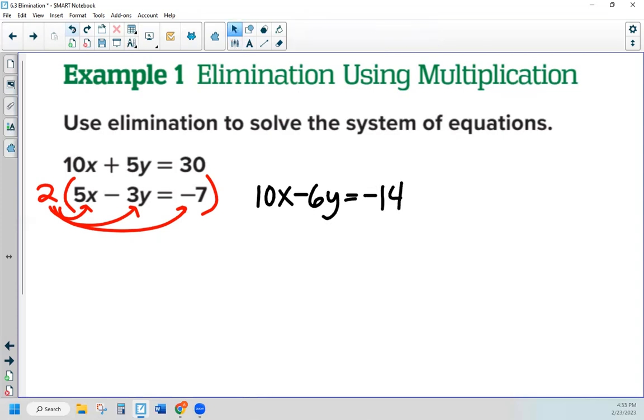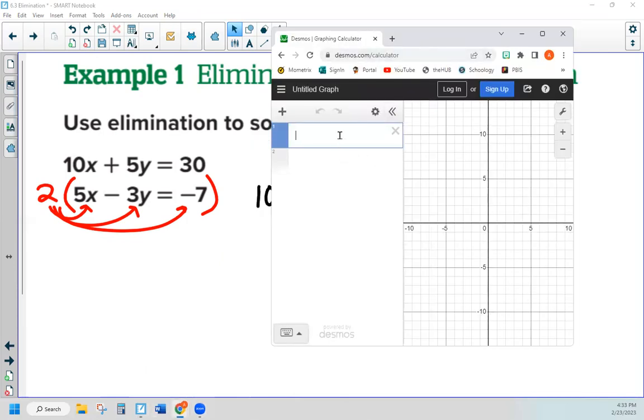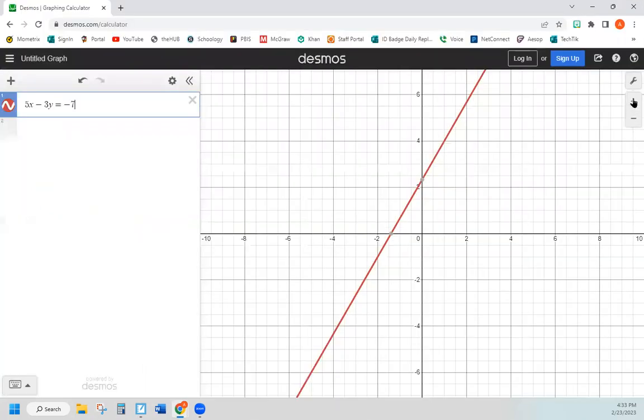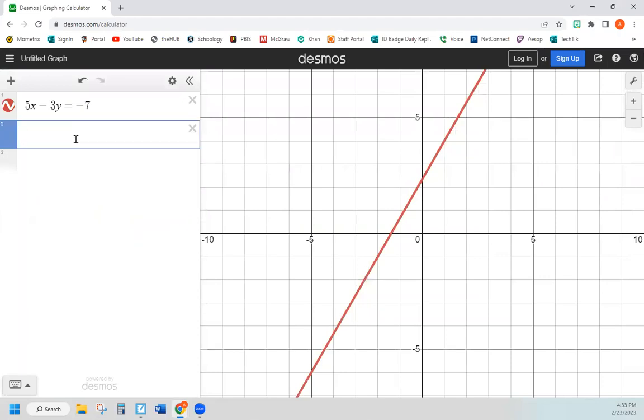Now, a little side note, how come we are able to do that? Why did I just decide to do that out of nowhere and say, just trust the process, just do it, and nobody's going to care? Well, check it out. I'm going to go ahead and type the original, which is 5x minus 3y equals negative 7 into Desmos, and here we have it. There you go. And then I'm going to go ahead and multiply everything by 2. So it's now going to say 10x minus 6y equals negative 14. Look what happened. Same exact line.